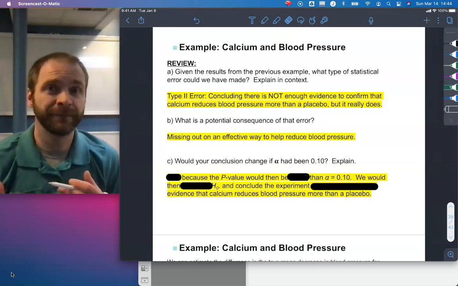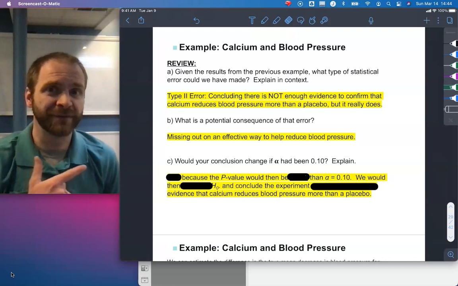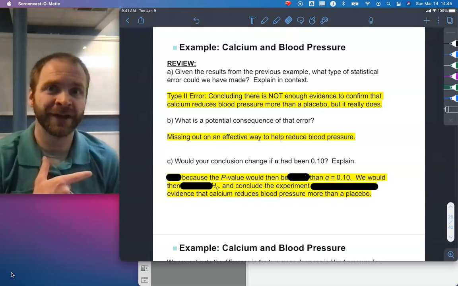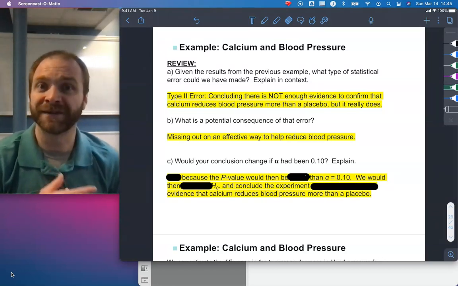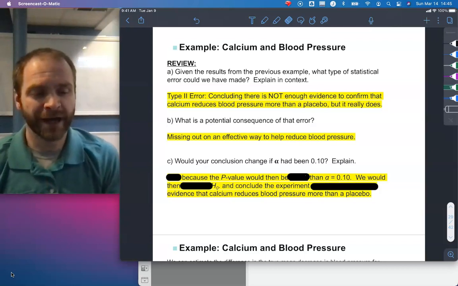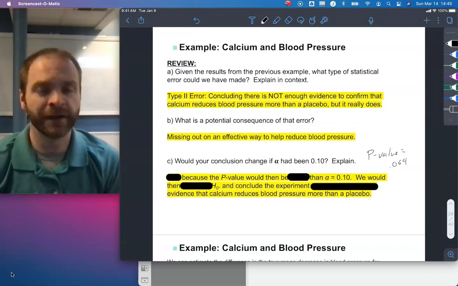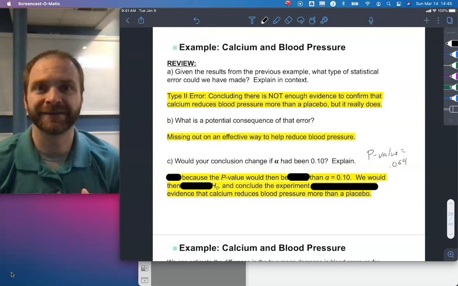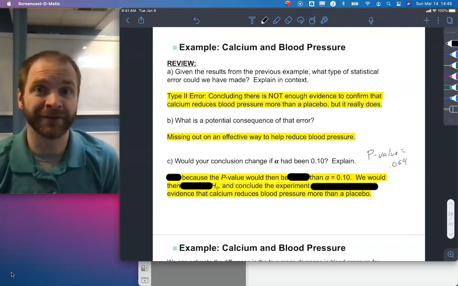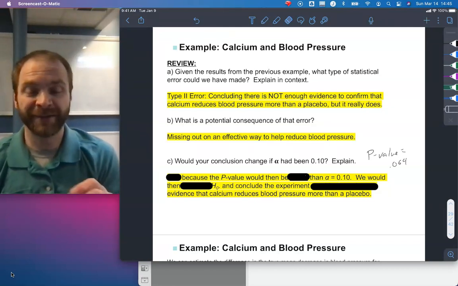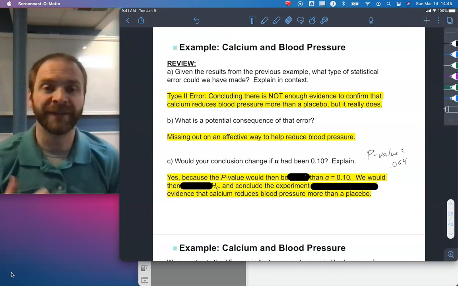Now, what would happen, and these are always good problems for multiple choice too, is what would happen if you change your significance level to 0.10 instead of 0.05? Now, if we remember, the p-value was around 0.064. Well, in that case, that p-value is smaller than our alpha level. And in that case, that would change our results.